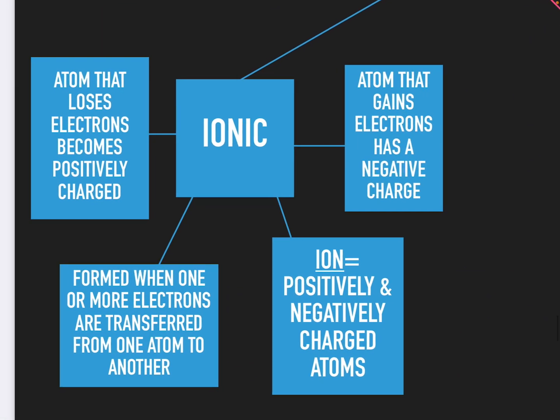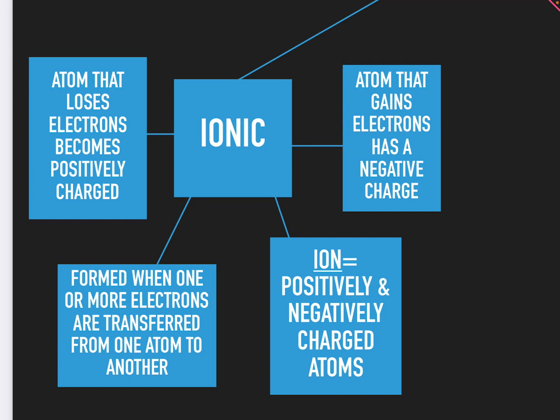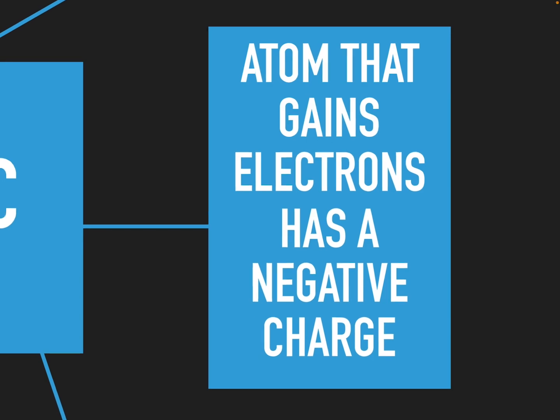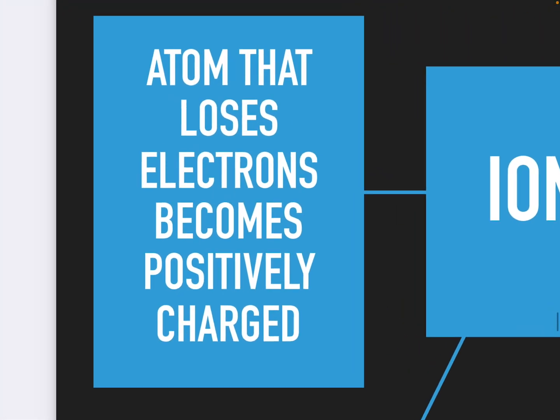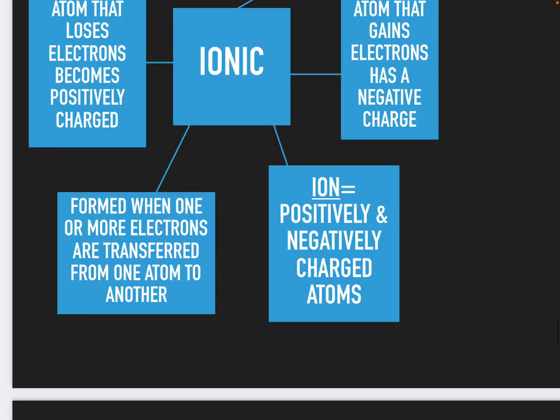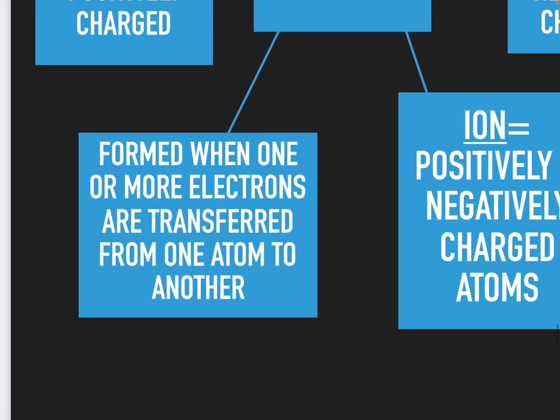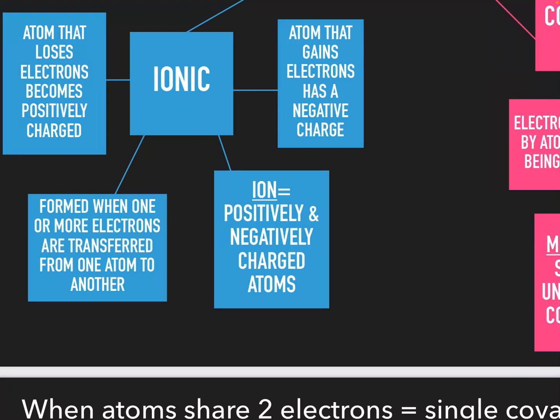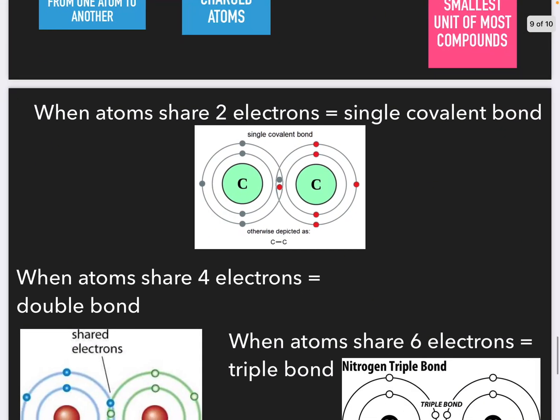Ionic bonds are when atoms, instead of sharing electrons, actually give them away or take them from another atom. If they gain electrons, then they are going to have a negative charge. If they lose electrons, then they're going to become positively charged. This forms when one or more electrons are transferred, not shared, and it forms what we call ions. That's why it's called an ionic bond. An ion is a positively or negatively charged atom. Because they're giving away or gaining electrons, it throws off the charge and they become positive or negative, whereas normally they would just stay neutral.